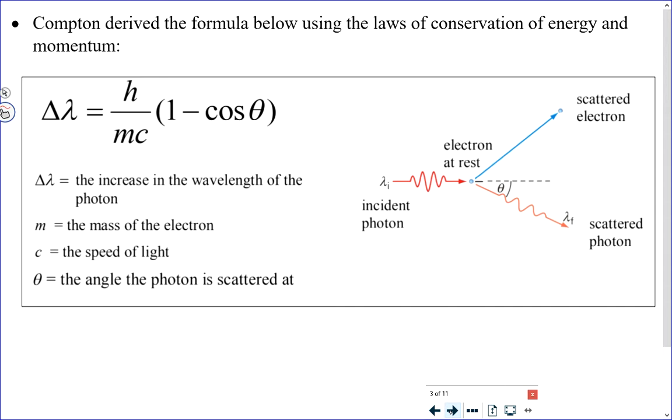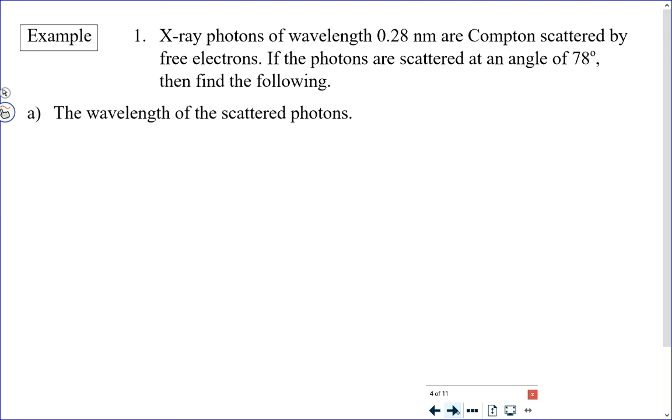In this formula, which is called the Compton shift formula, the change in the wavelength of the photon is equal to h over the mass of the electron multiplied by the speed of light, multiplied by 1 minus cosine of theta, where theta is the angle that the photon is scattered at. And we're just going to go through one example today using that formula.